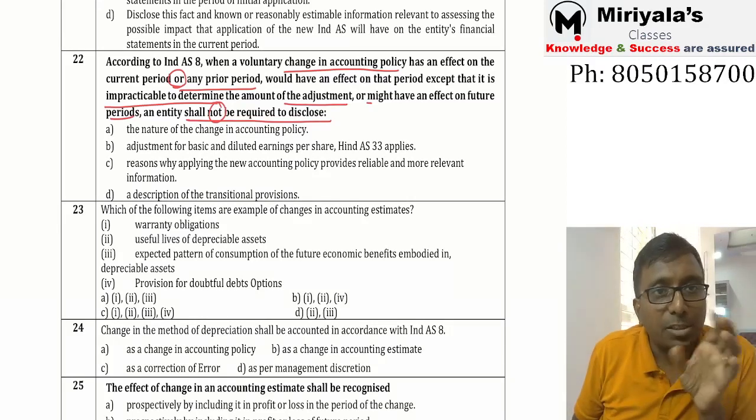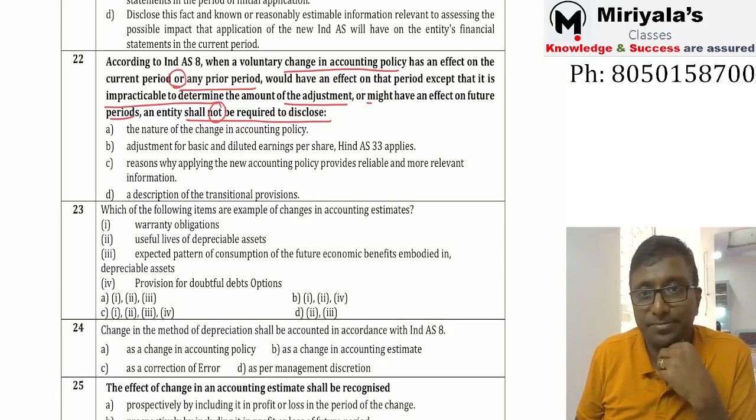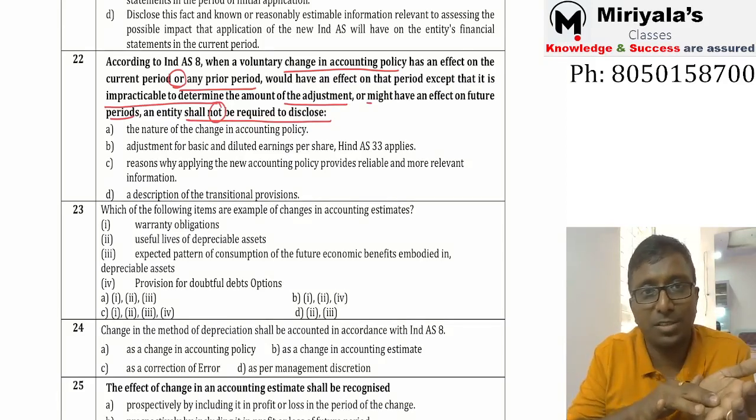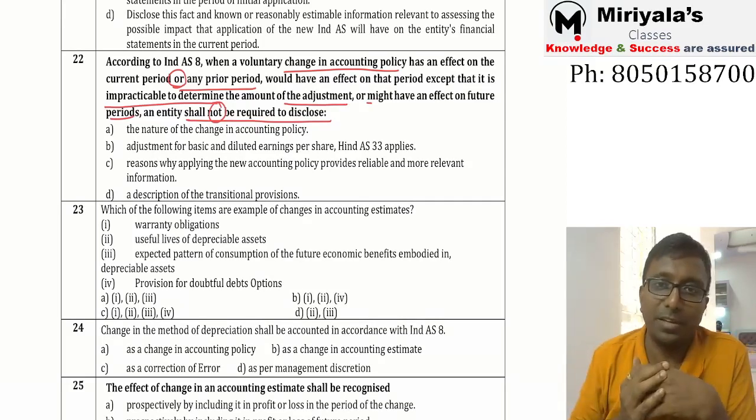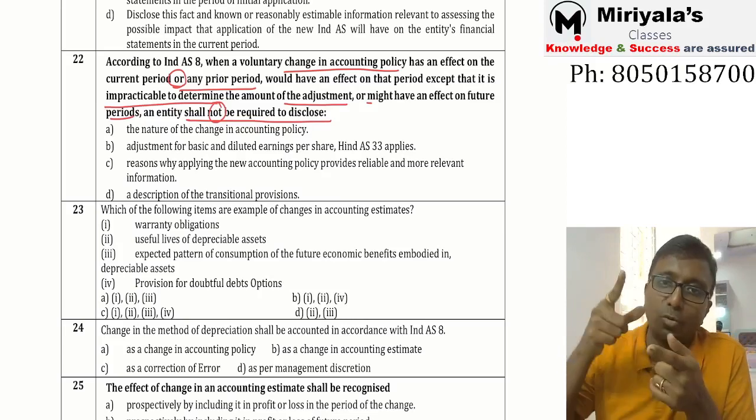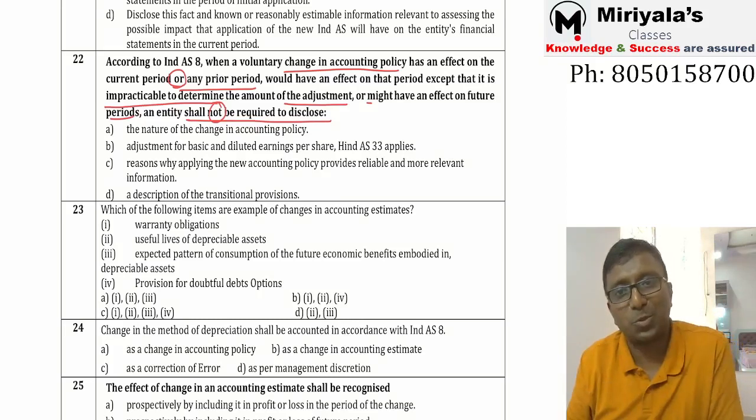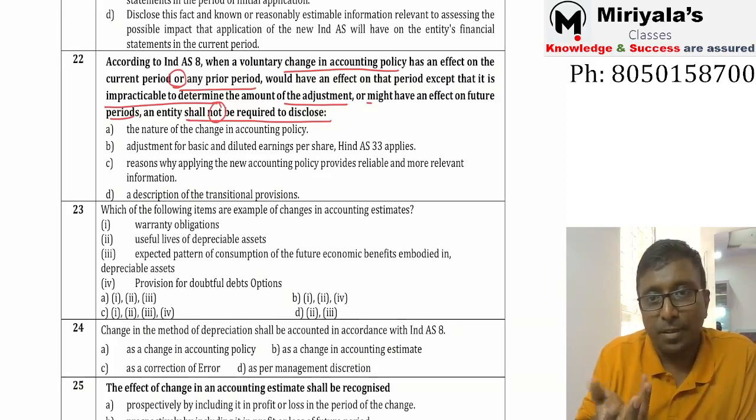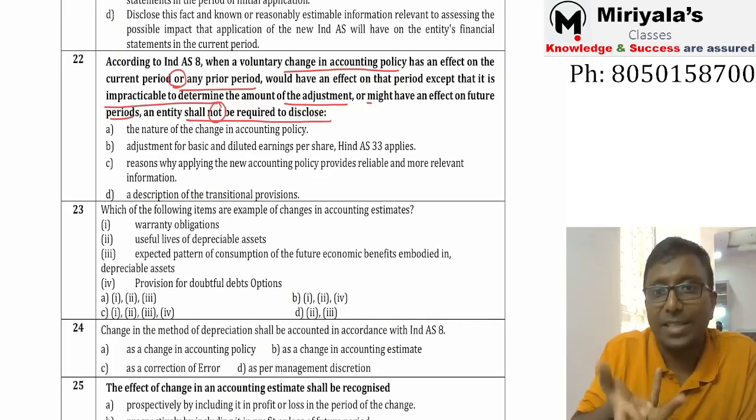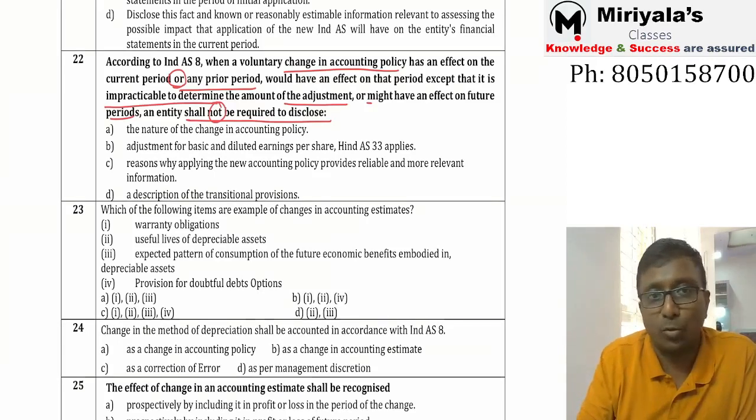Two, adjustment of the basic and diluted earnings per share. Yes, obviously. When you make a retrospective change, it means automatically, correct, as if the change happened from the beginning. You have to consider the tax effect. You have to consider the EPS effect. Everything you are supposed to consider. You don't have a choice. C, reasons for applying the new policy. Voluntary change means what? Which is increasing my reliability, relevancy, correct? What is the reason, purpose? Obviously, you are supposed to do it.